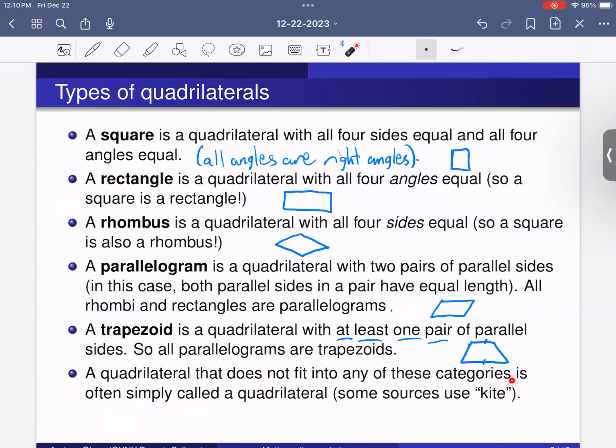In some places, I've seen the word kite used for this, but it's not a standard word. Usually you just call it a quadrilateral. You could call it an irregular quadrilateral. You could probably even call it a scalene quadrilateral if you wanted to do that. But in any case, it's just a quadrilateral. But usually the quadrilaterals we'll look at will be quadrilaterals that have some sort of special property here.